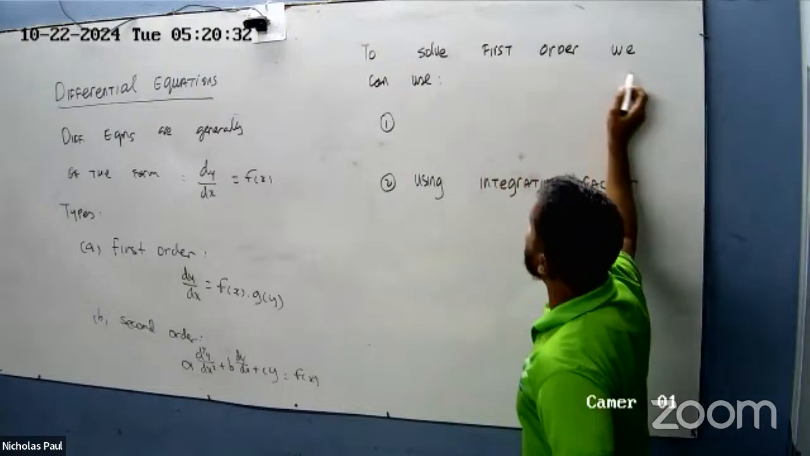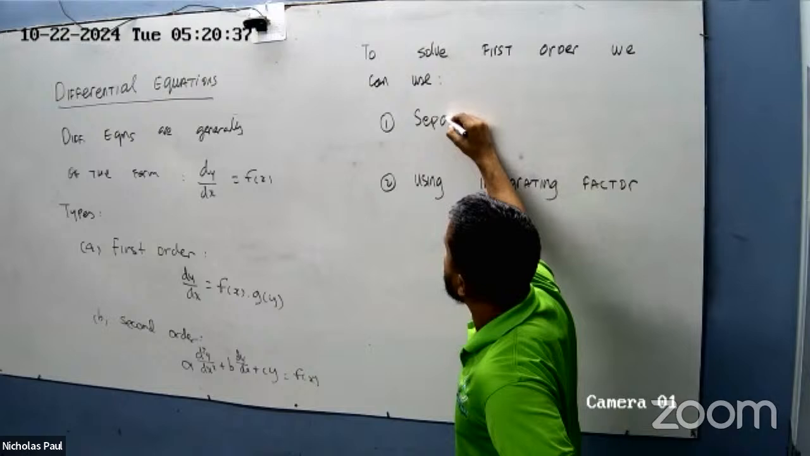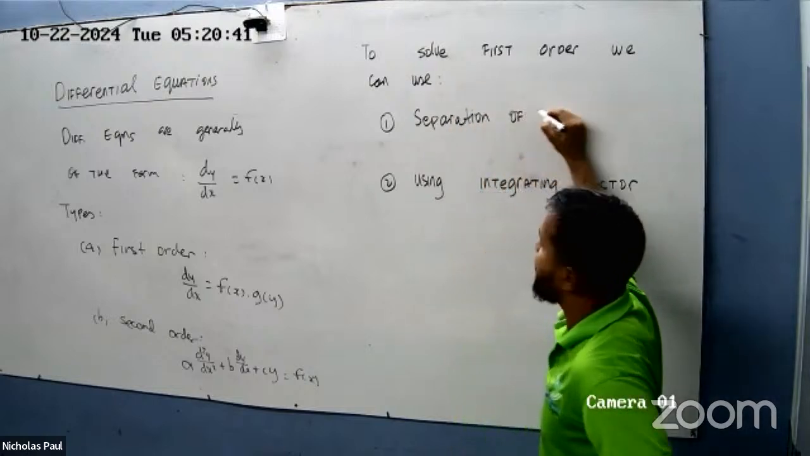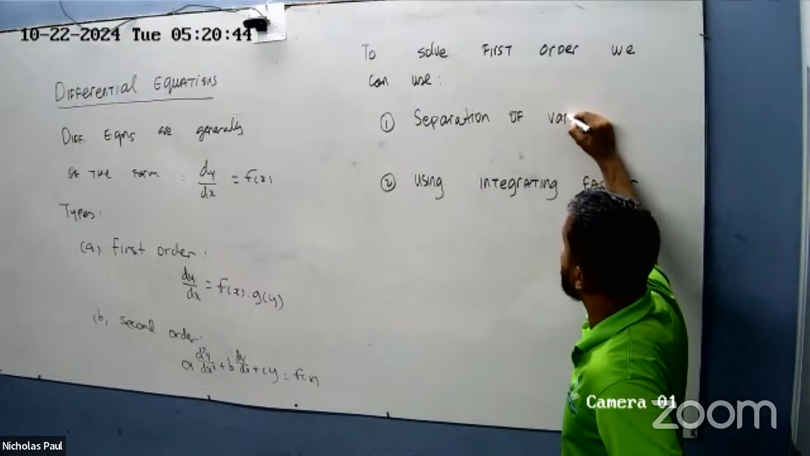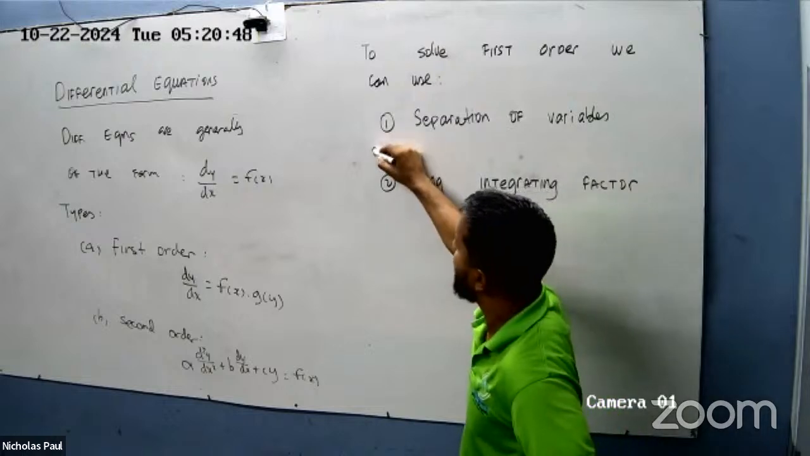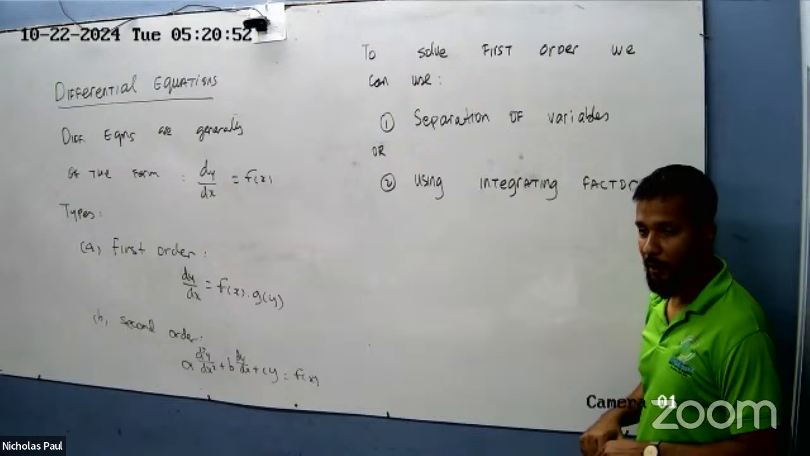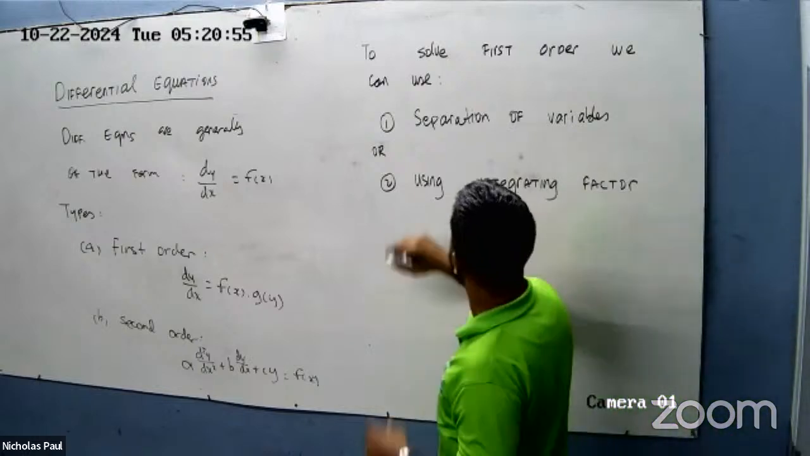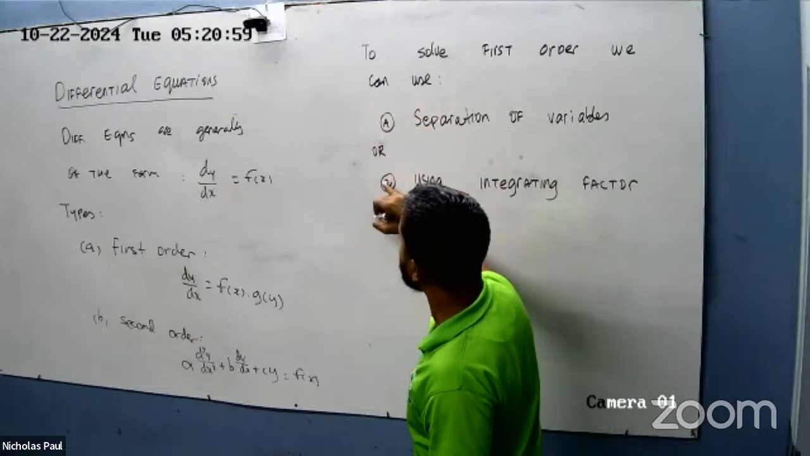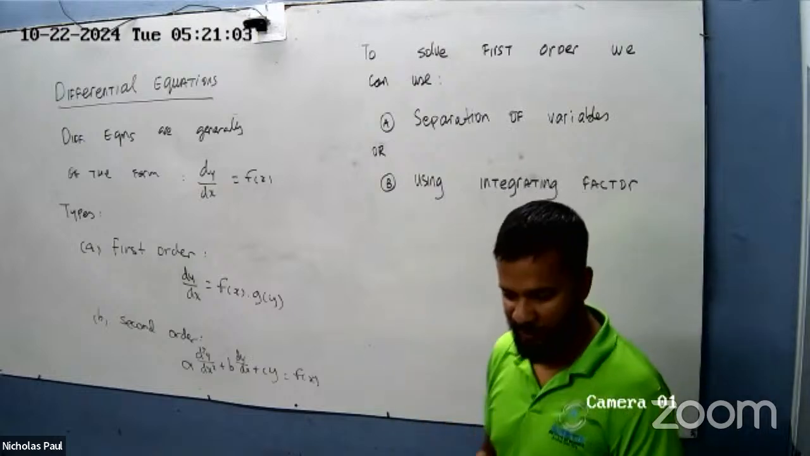Right, so to solve a first order, we can do number 1. We can do something called separation of variables. That's what you did in unit 1. Or you could use the integrating factor. So these are the two techniques that we're going to look at. A, separation of variables. B, integrating factor.